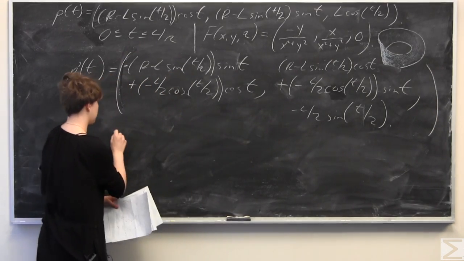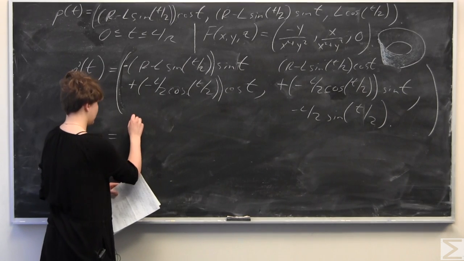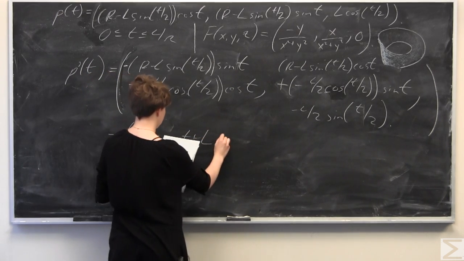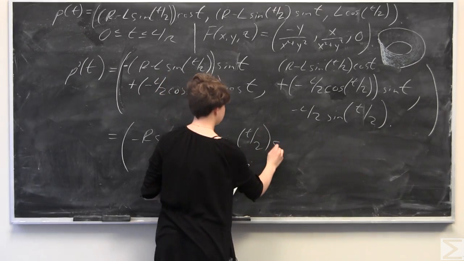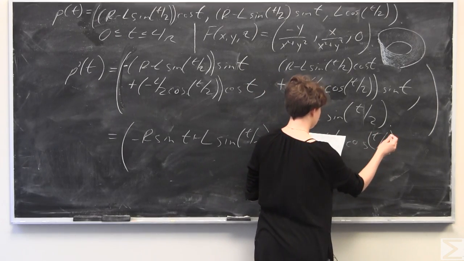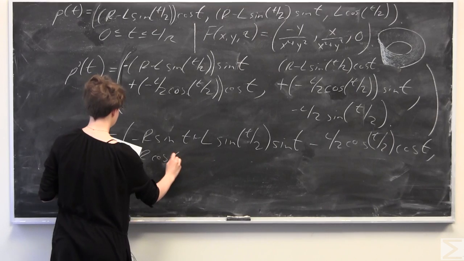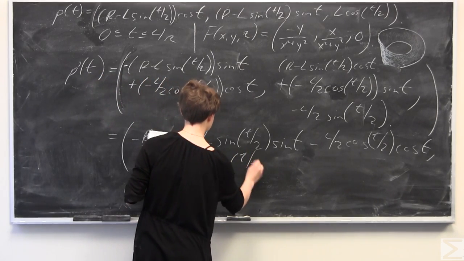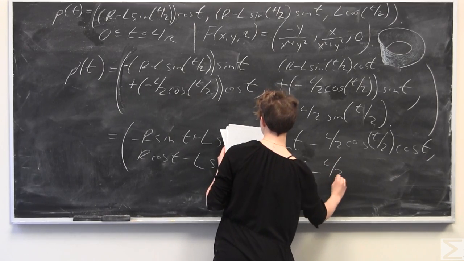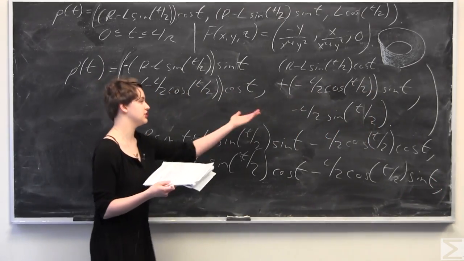Okay, so if we simplify this, I'm not going to go through all the writing on all the separate calculations here, because it can get kind of messy. But when we simplify this down, we'll end up getting for the first component negative r sine t plus L sine t over 2 times sine t minus L over 2 cosine t over 2 times cosine t. So that'll be the first component. Again, we have lots going on there. The second component is going to be r cosine t minus L sine t over 2 times cosine t minus L over 2 cosine t over 2 times sine t. And finally, the last component will just stay as is here. So we'll just have negative L over 2 sine of t over 2.